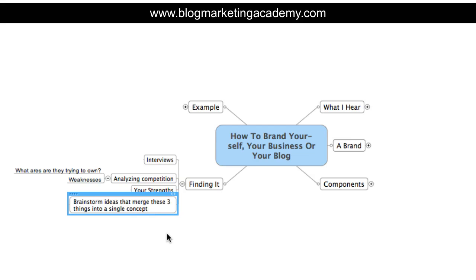And then what you want to do is you want to brainstorm ideas that basically merge these three concepts together into a single concept. And you want to think of what the mental image picture is that you're trying to create. And then you want to look at these four components, which is the logo, tagline, name, and the primary ad image, and how you can actually make those things coincide to create this brand that you want.